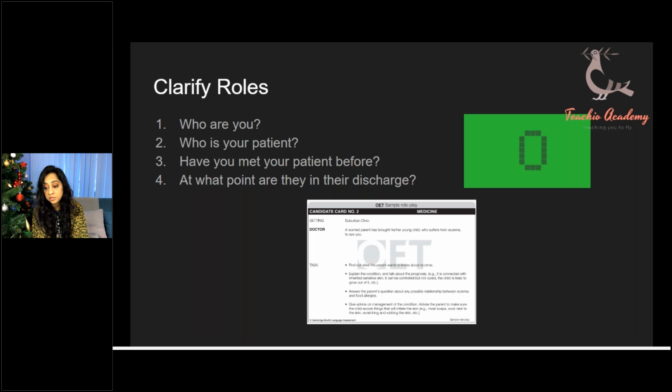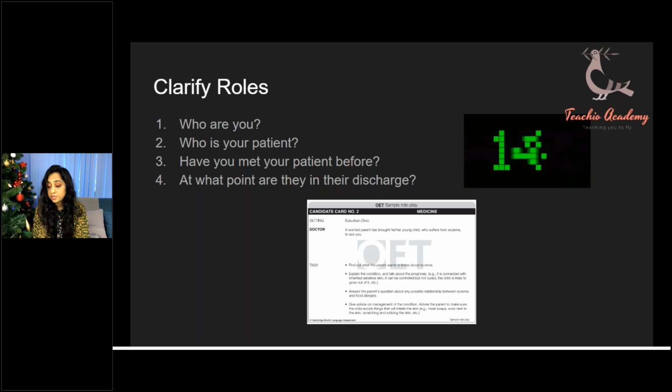Are you a ward nurse? Are you a community nurse? Are you a district nurse? So you need to know what your role is, because that's going to guide how you're going to speak to the patient.